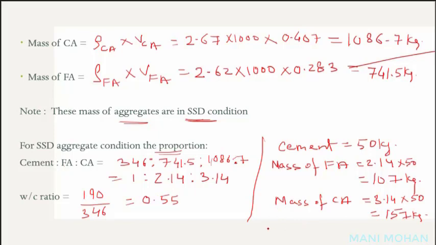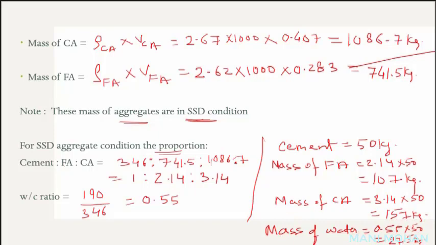What will be the mass of water? So it will be 0.55 into 50. This comes out to be 27.5 kg or liter of water. So here you see, if I want to make M20 grade concrete as per the design calculation for 1 bag of cement, what is the mass of fine aggregate you should use? 107 kg. Mass of coarse aggregate, it should be 157 kg, and mass of water to be used is 27.5 kg or liter.